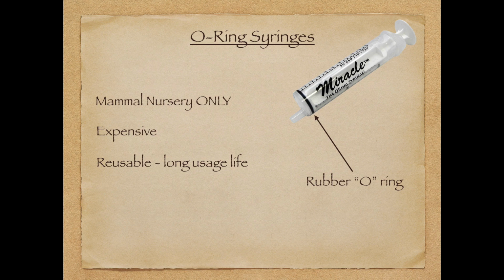New this year, we are reintroducing O-ring syringes to the mammal nursery. These syringes are great. They have a rubber O-ring and they are visually distinguishable from the normal syringes in the kitchen. O-ring syringes are very expensive because they have a much longer shelf life than regular syringes. For this reason, they glide nicely and they're a very important tool for feeding young rabbits or squirrels. If you encounter an O-ring syringe outside of the mammal nursery, please return it to the nursery as soon as possible. Also, do not remove O-ring syringes from the mammal nursery for any reason.